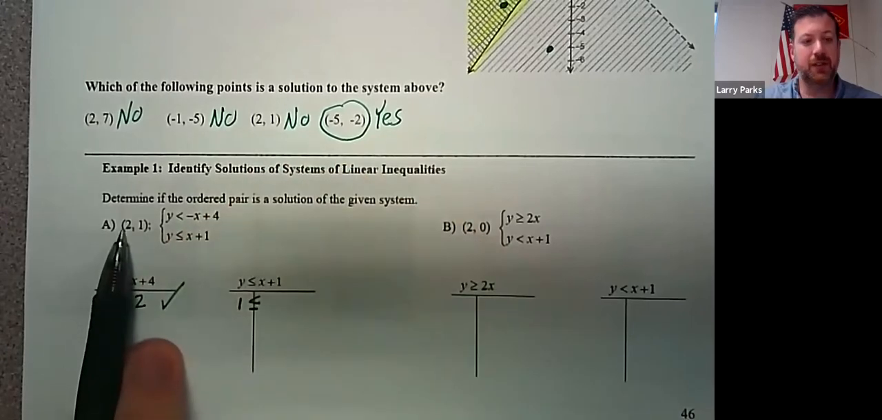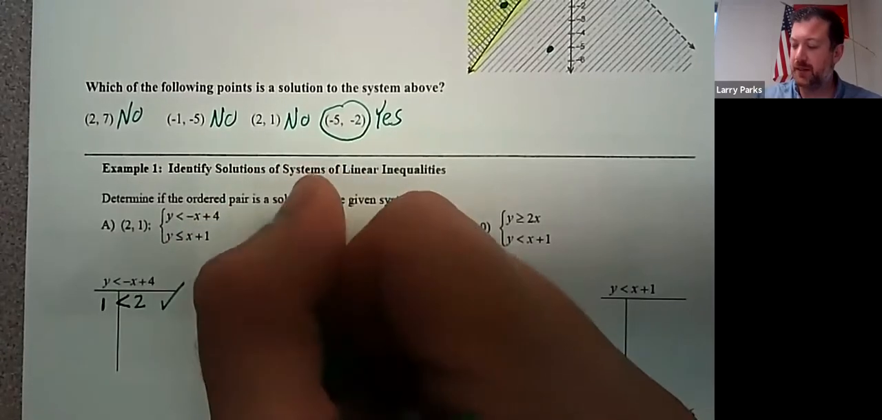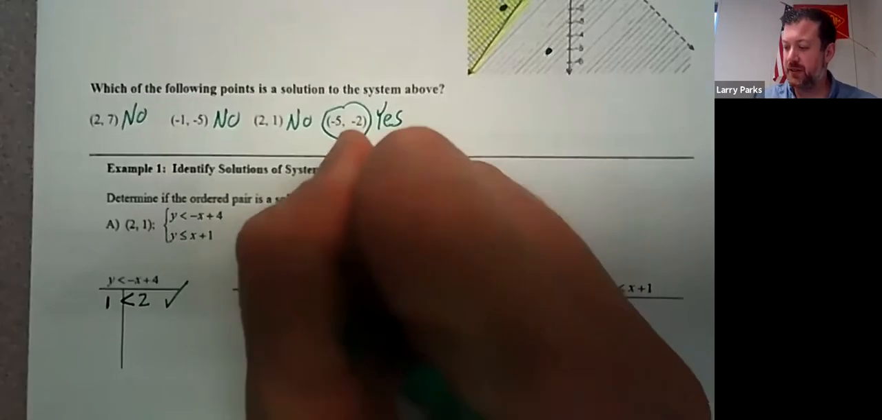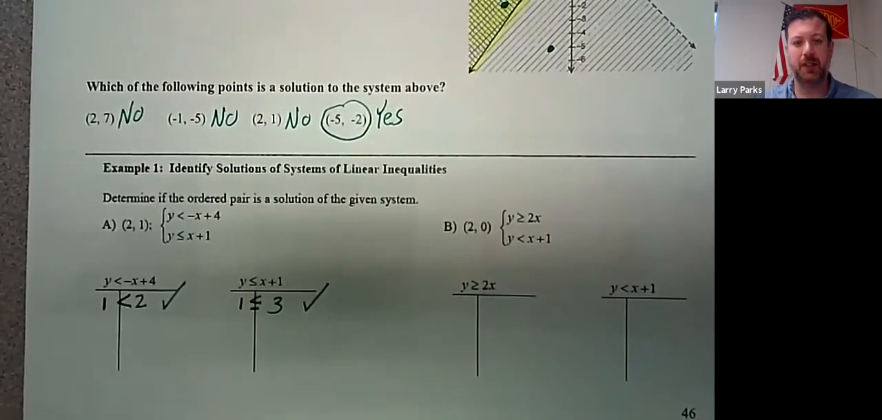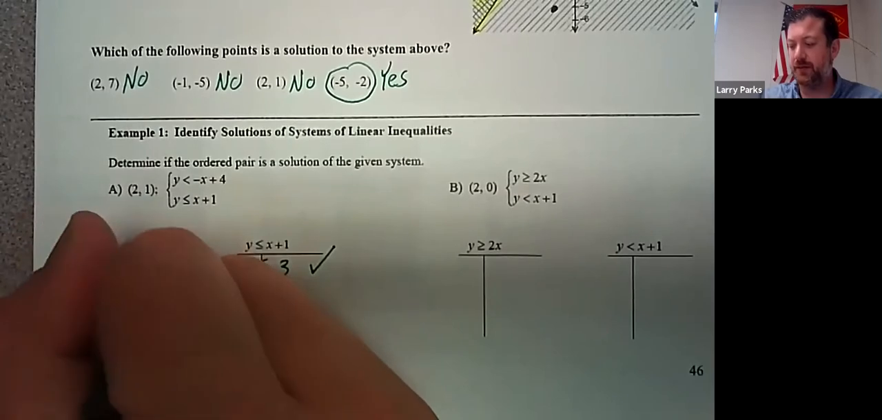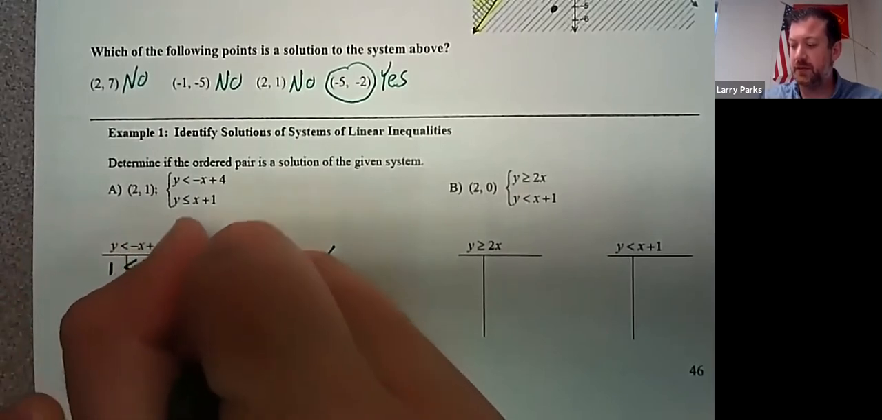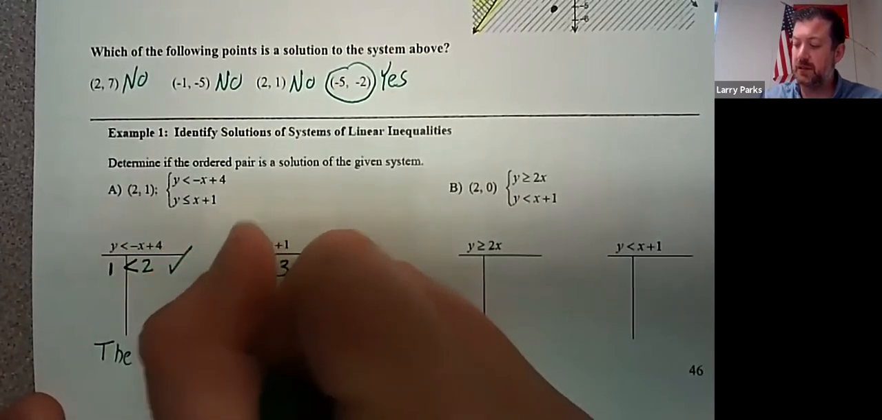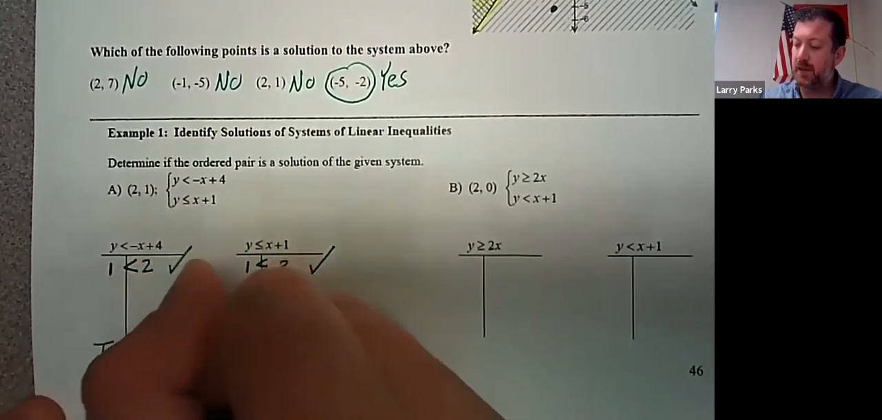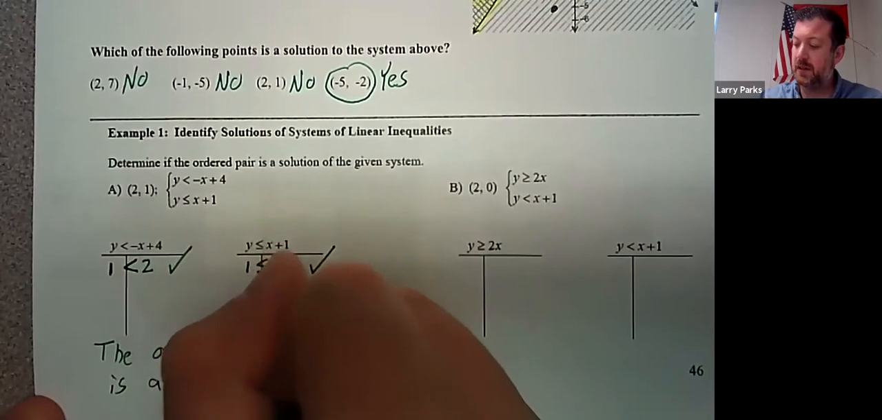And let's plug 2 in for x. 2 plus 1, 3. Is 1 less than or equal to 3? Yes. So because it worked for both, I would say the ordered pair is a solution to the system.